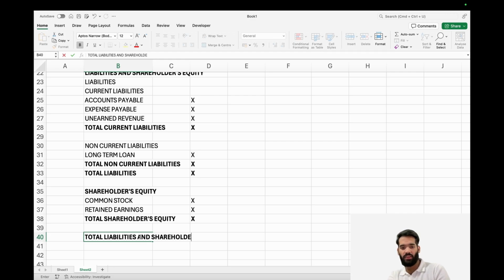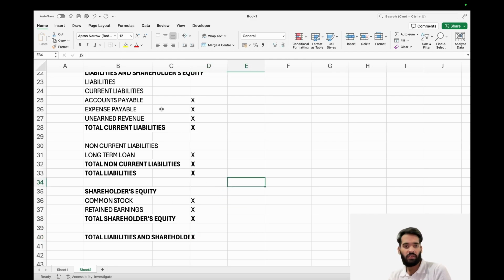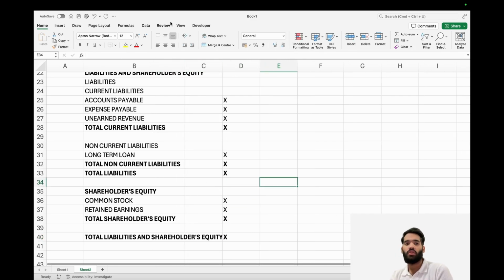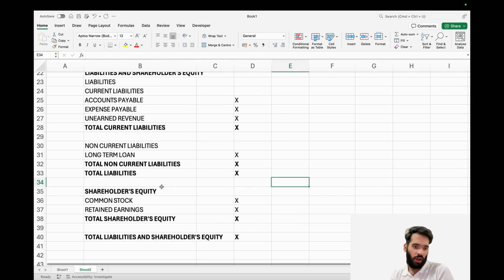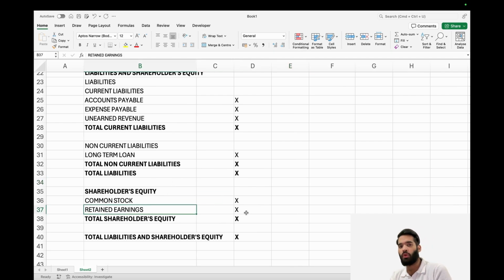So now we'll combine the liabilities and shareholders' equity value to see if it matches the assets. If it does, you have done everything correctly. You don't have anything to worry about. Now you might be wondering, how do I do the retained earnings? Don't worry about that. That is in our upcoming video on the statement of changes in equity, which is another financial statement.